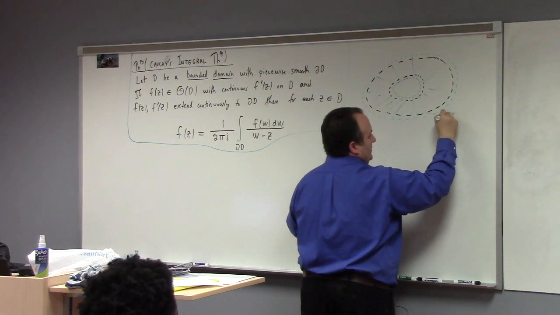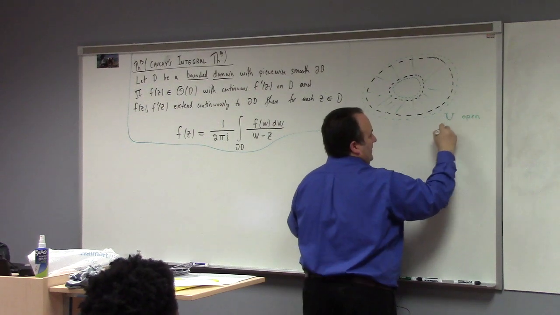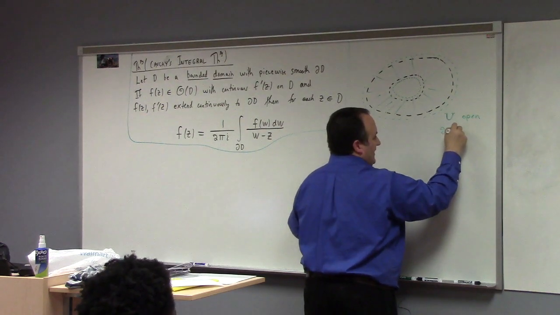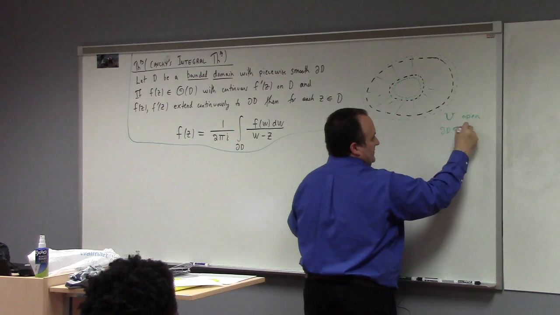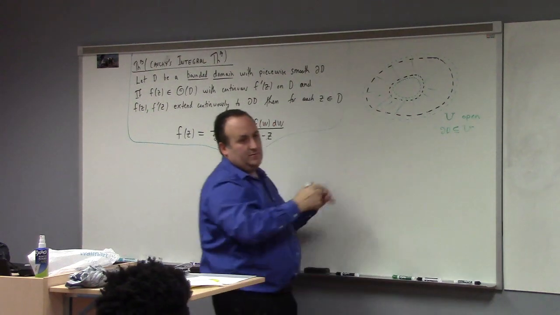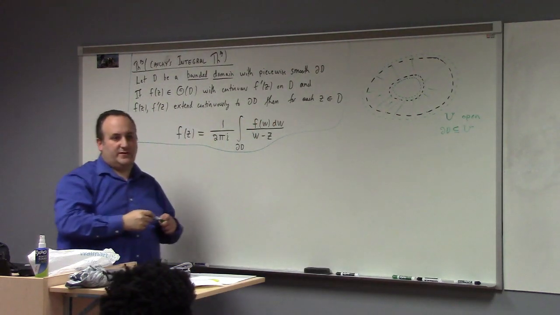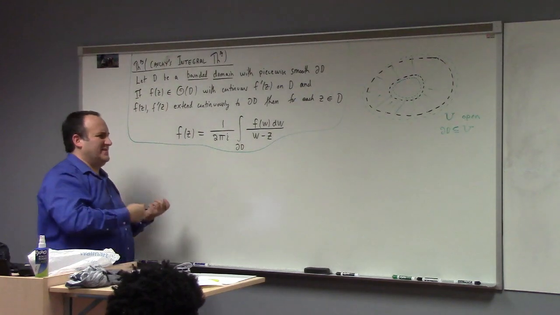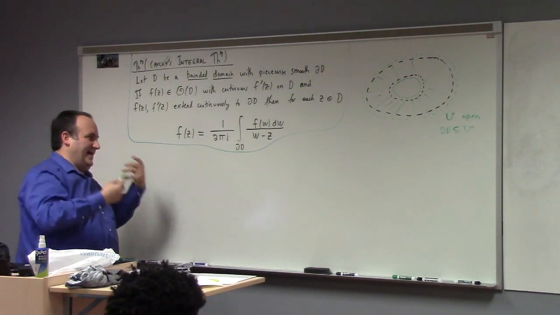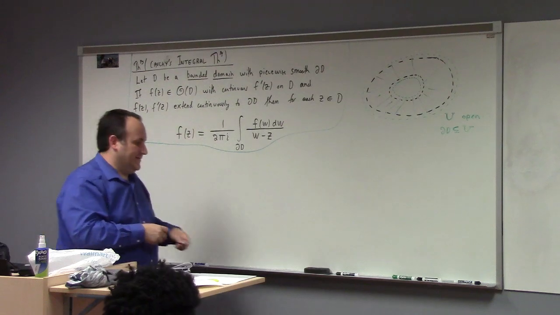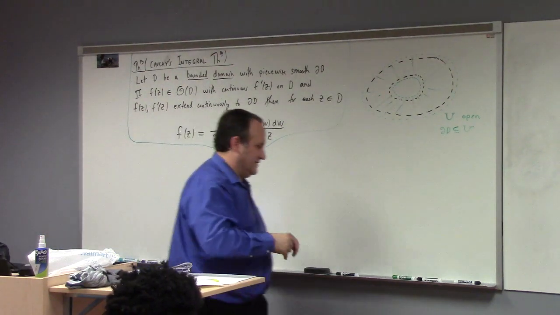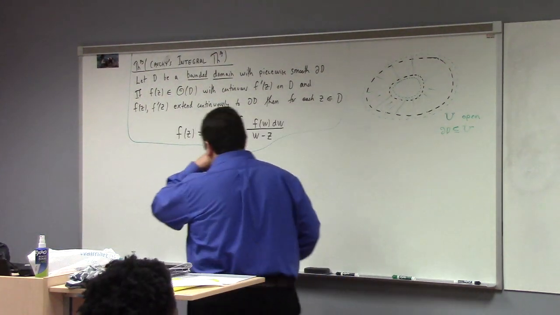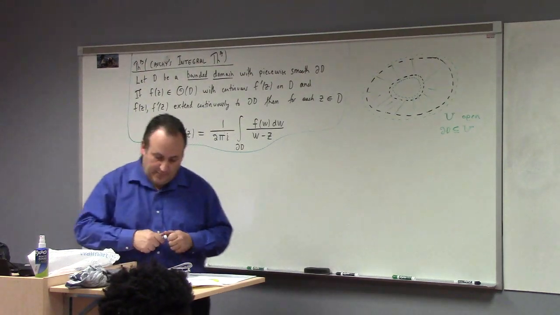That U is open and the boundary of D is contained in that open set. And on that U, f and f prime are continuous. That's what we mean by extends continuously. We were saying that you can get a little bit past the boundary curve and still have the formula make sense in the continuous sense. All right, so here's the proof.